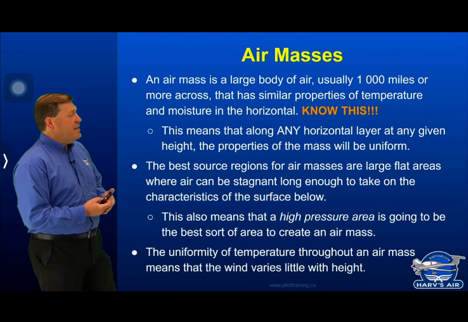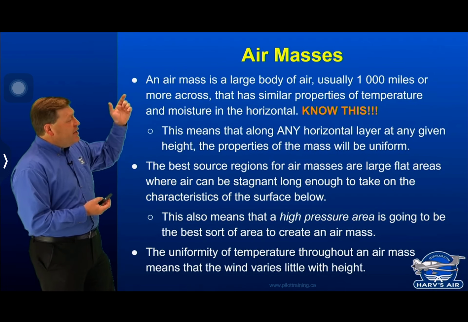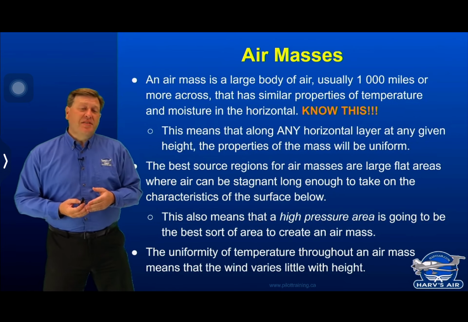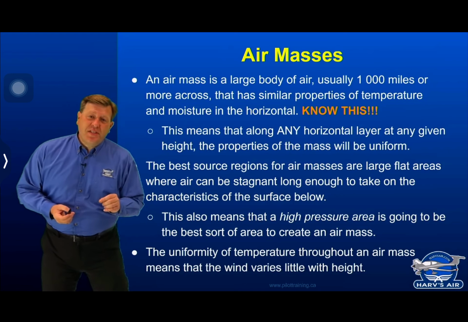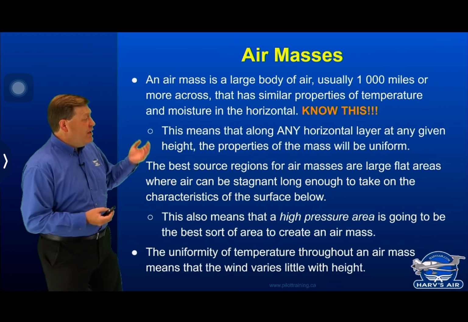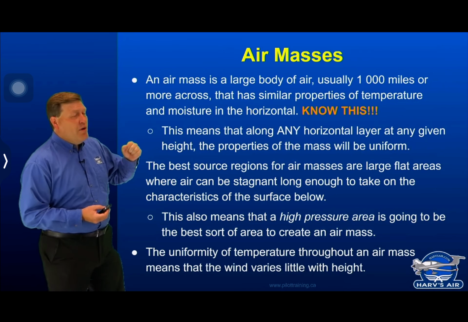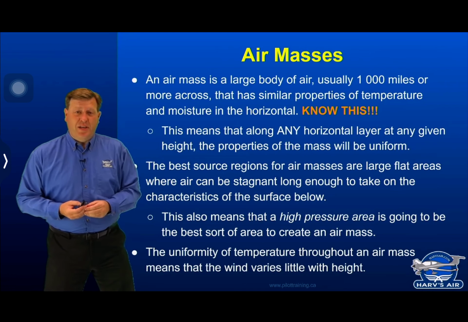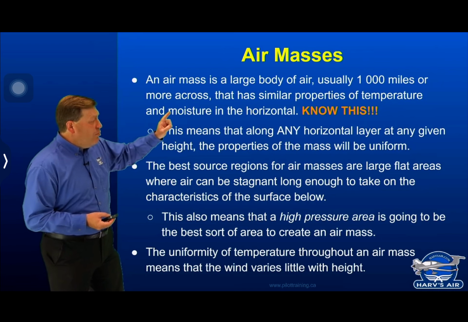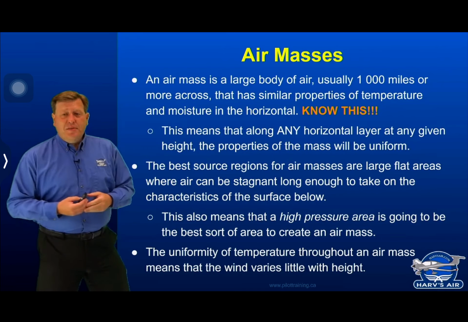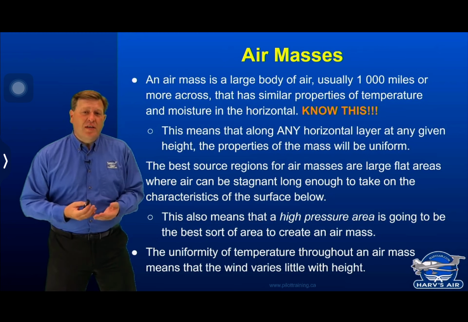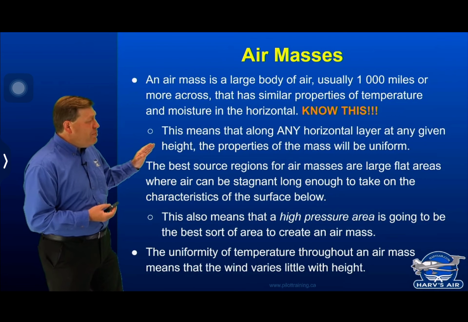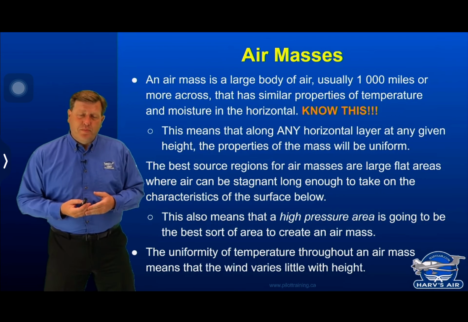So, when it comes to air masses, here's the definition. An air mass is a large body of air, usually 1,000 miles or more across, that has similar properties in terms of temperature and moisture in the horizontal. Now, those two key items determine what an air mass is ultimately: temperature and moisture. This means that when we take a horizontal slice of an air mass, at any given height, the properties of that mass will be uniform.